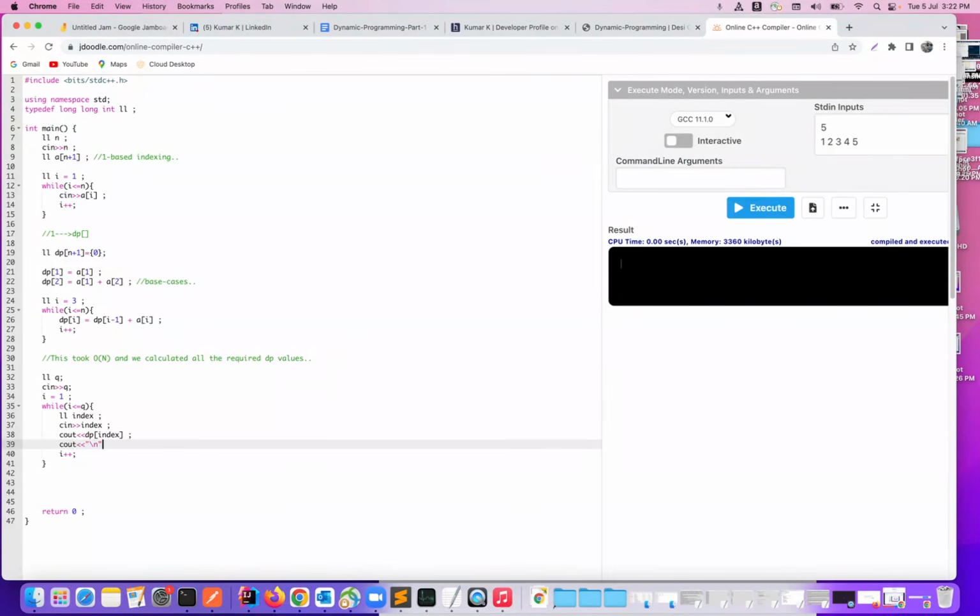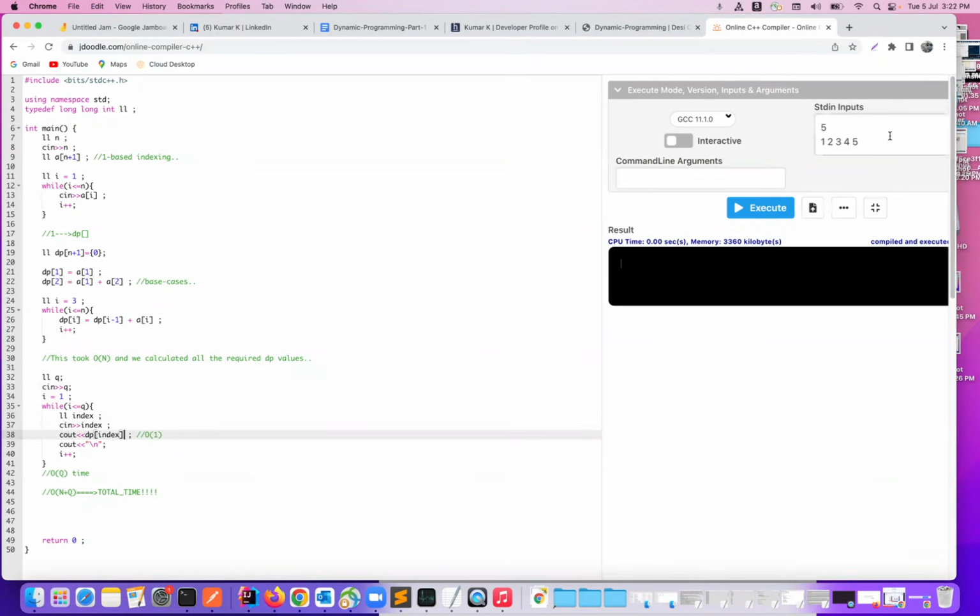Let's just write cout slash n for better visibility. So this thing took O of Q time. We answered all the queries in O of Q time. So in total it takes O of n plus Q time. Answering the queries only takes O of Q time because there are Q queries, and answering each query only takes O of 1 time. All you have to do is just print the dp of index. All the dp values are already calculated. That's the great thing about this problem, guys.